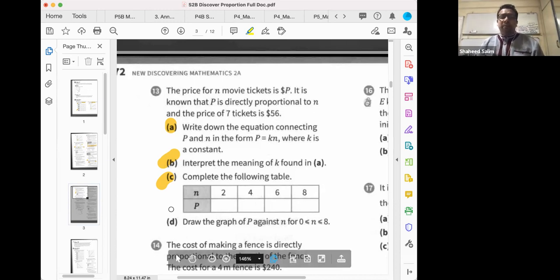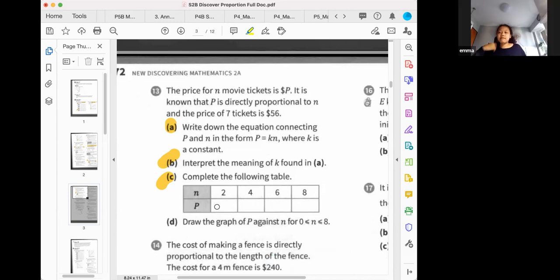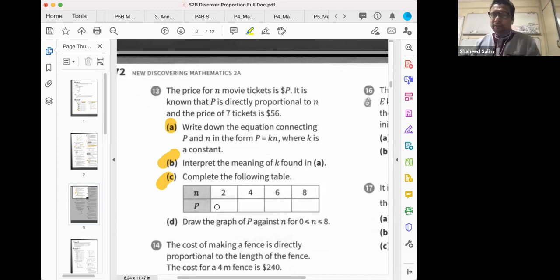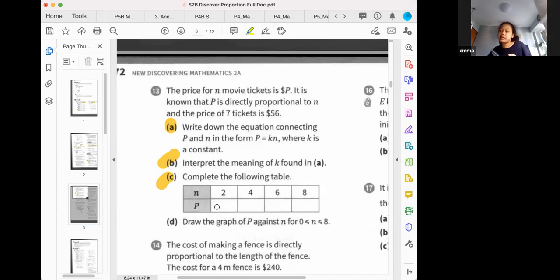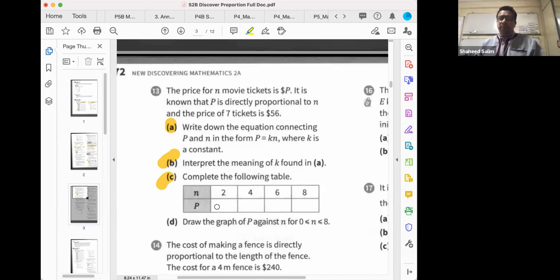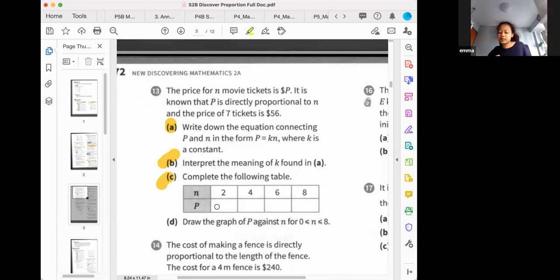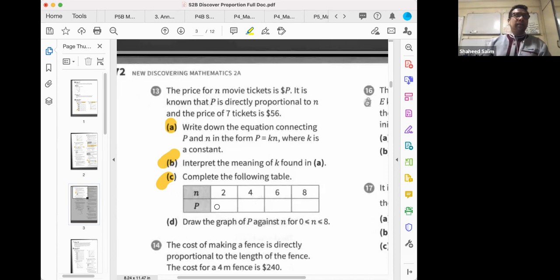Okay, you tell me. You tell me what's the value of P. You know what to do, right? How to find P? What's P? K times N. Okay. So the answer will be 2 times 8. 16. The next one. 32. Next one. 48. Okay. So you know it's very simple.